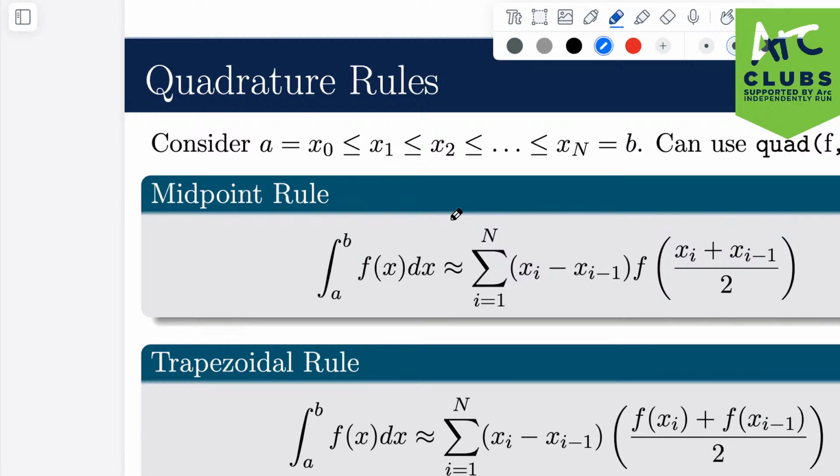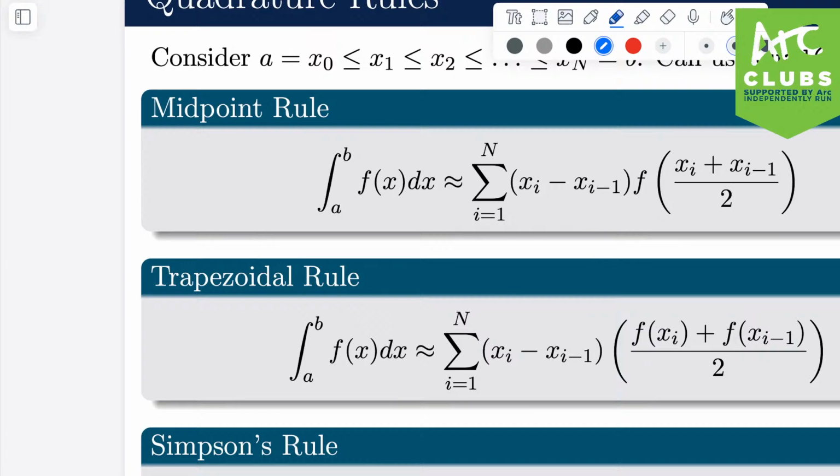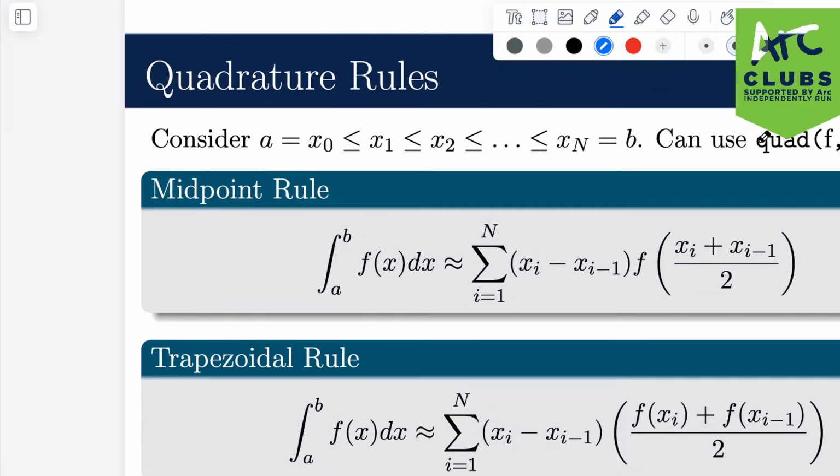So here is a formula for the midpoint rule, the trapezoidal rule, and Simpson's rule. Simpson's rule does not simply take f(xi) and f(xi-1) divided by 2. It actually uses something a bit more complex. You can use quad or something like that in Python, but usually you want to create vectors of w and of f(x) in MATLAB or Python and do the approximation yourself.